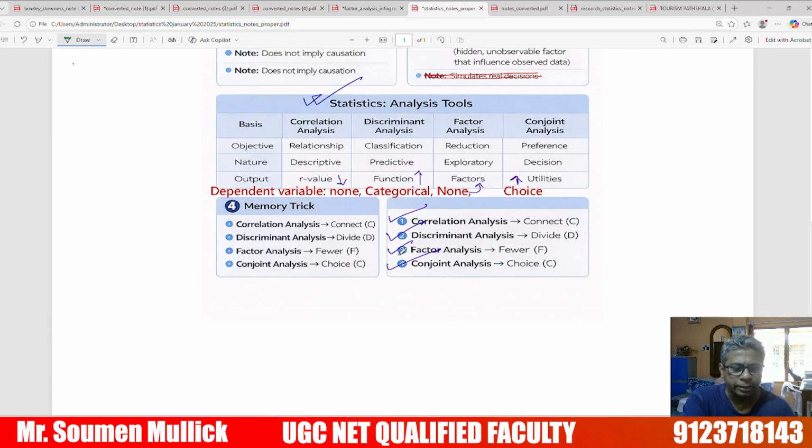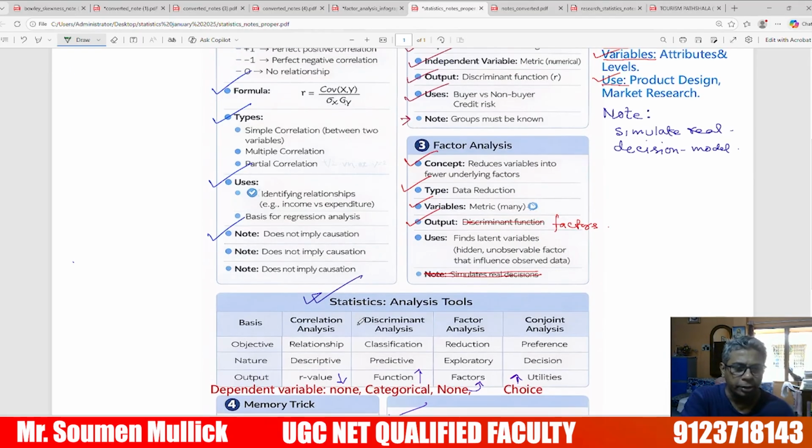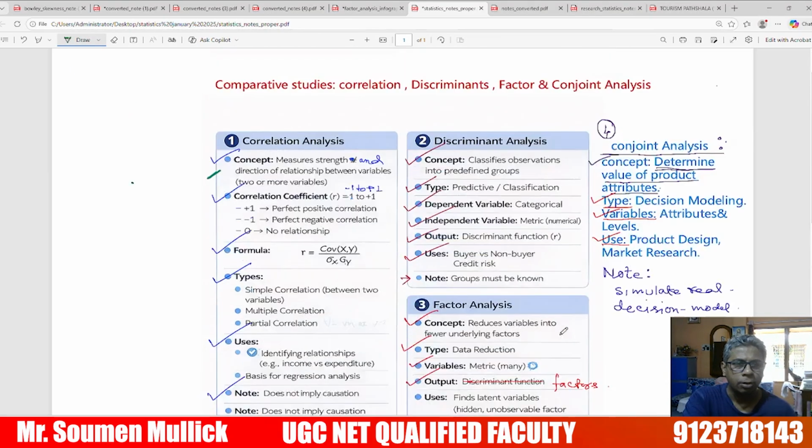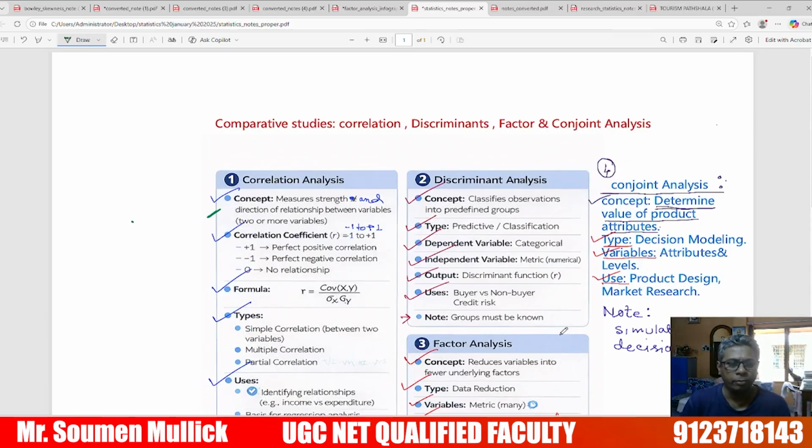And this is the final memory trick. How can you remember? Correlation analysis: connect. Discriminant analysis: divide. Factor analysis: find out the hidden factor, reduce. Conjoint analysis: choose. So these are the important comparisons between correlation, discriminant, and factor analysis. What is the objective of our study or preparation? Not only to solve this question, my dear, but to understand the data analysis background, which will help to answer these kinds of questions.